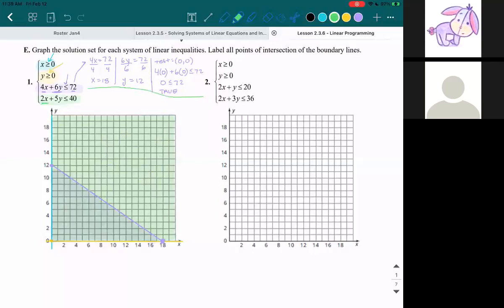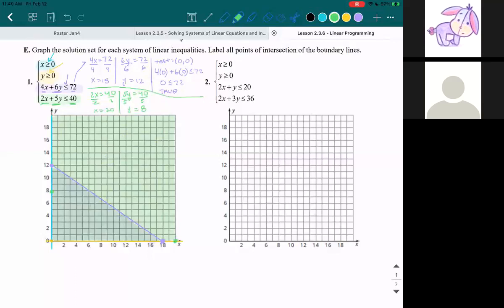For the x, we're going to focus on the 2x and the 40. Divide by 2, x equals 20. So 20 would be right over there. Let's find our y-intercept, focusing on the 5y and the 40. So 5y is equal to 40, divide by 5, divide by 5, y is equal to 8. So on our y-axis, right over there, y is equal to 8.